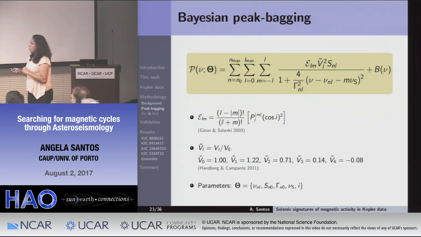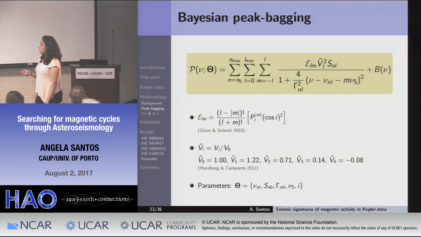So these are the wave numbers: the radial order, the angular degree, and the azimuthal order. This is the relative amplitude of the modes of the different azimuthal orders, and it depends on the inclination of the star. This is one of our free parameters. This is also the relative visibility of the mode of a given degree in relation to l equals 0, and this is the height of the mode. This is also a free parameter.